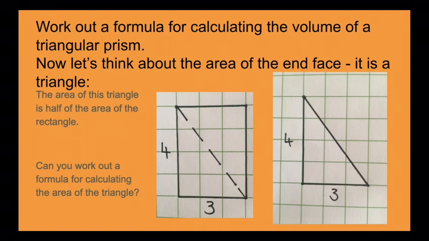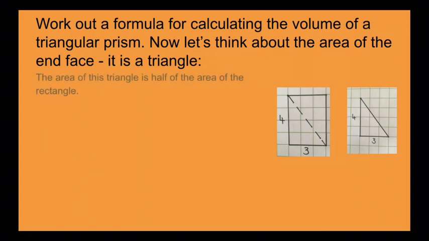Okay, I wonder how you got on. So the area of the triangle is half of the area of the rectangle. And the area of a triangle is half of the base times the height, because the rectangle's area is base times height. So the area is half of that. Area of the triangle is half of that.